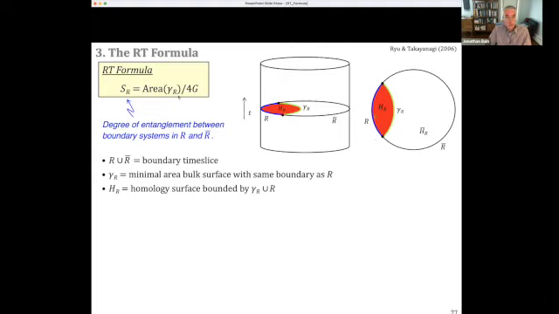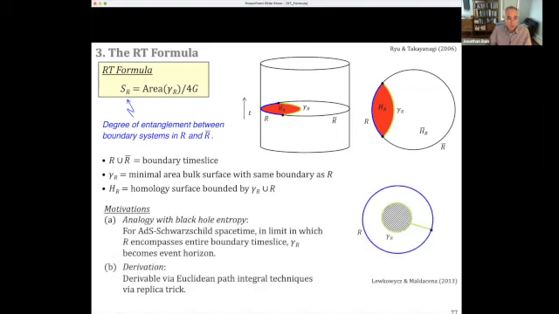So the RT formula, as originally stated by Ryu and Takayanagi, is the statement that the entanglement entropy of a boundary subsystem localized on R is equal to the area of the corresponding minimal area bulk surface gamma R divided by 4 times the Newtonian gravitational constant. So here again, we have another formula expressing a relationship between entanglement entropy on the left and some spatiotemporal construction on the right. But in this case, the formula is given in the context of AdS/CFT.